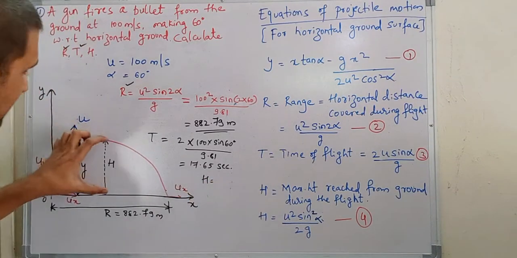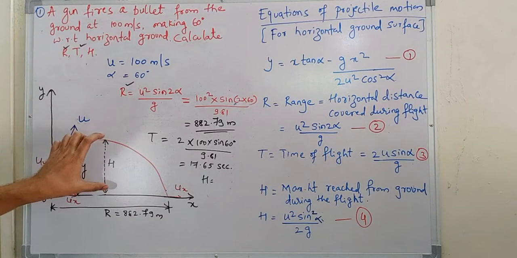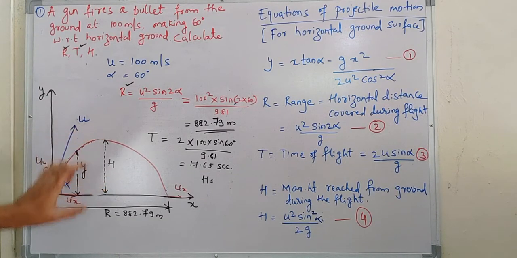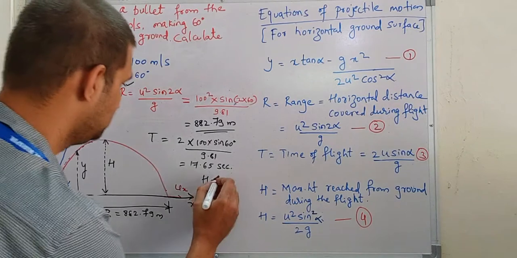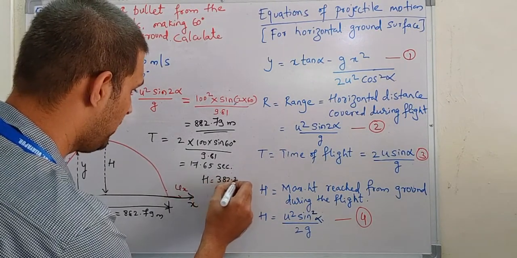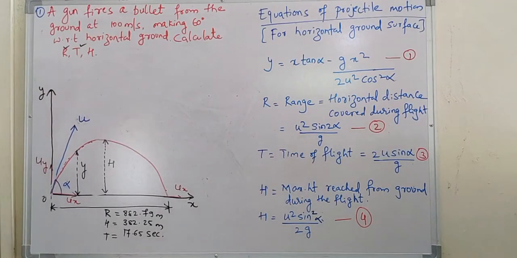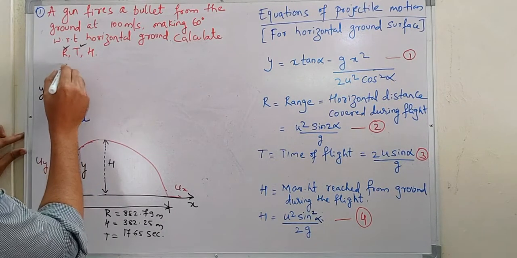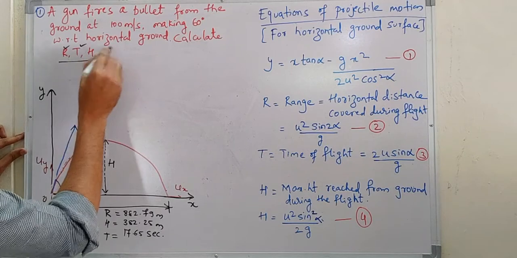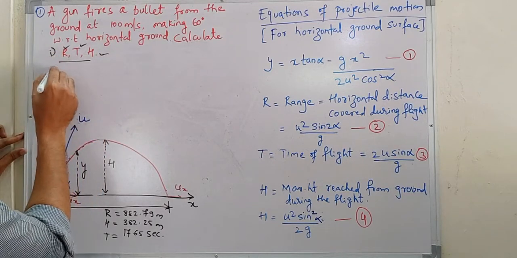So H is the peak height or the maximum height reached during the flight. 382.25 should be the correct answer. Okay. So now a small addition to the problem we'll do. So this is all calculated. So let me call this as 1 and second calculate.